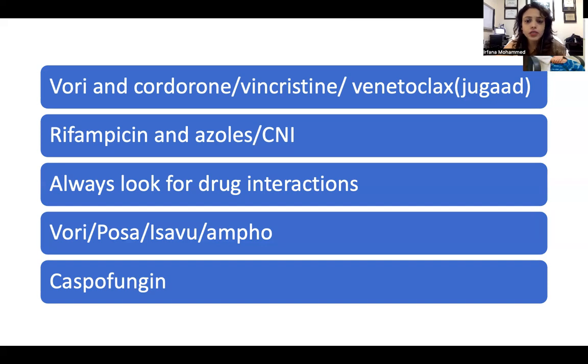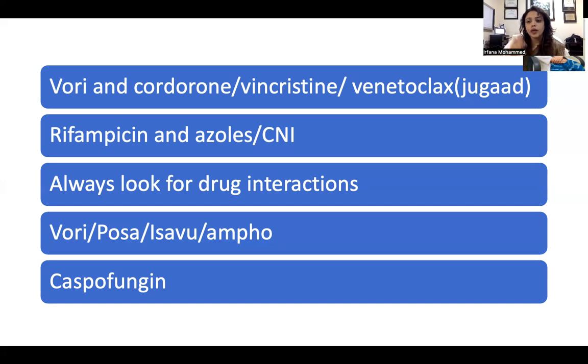And azoles and CNI. CNIs are calcineurin inhibitors like tacrolimus and cyclosporin. The azoles, as we have discussed, are enzyme inhibitors, and they increase the levels of tacrolimus and cyclosporin, which leads to neurotoxicity as well as nephrotoxicity. The patient can land up in seizures, altered sensorium, hypertension. Basically, this is the CNI toxicity which will worsen the patient.